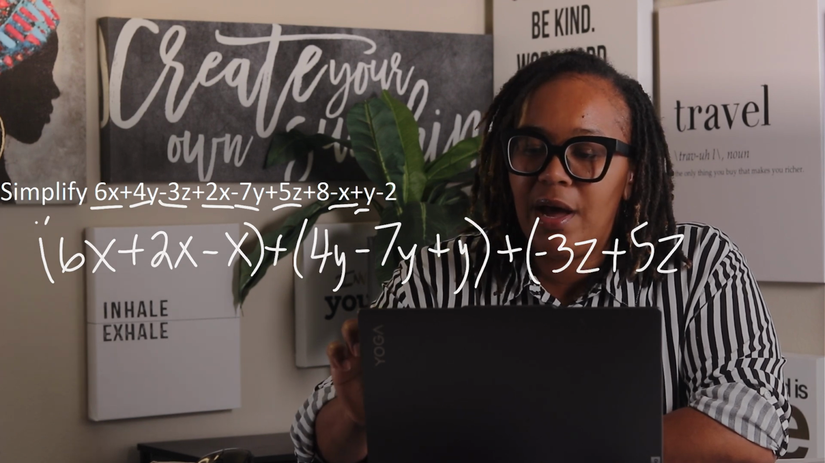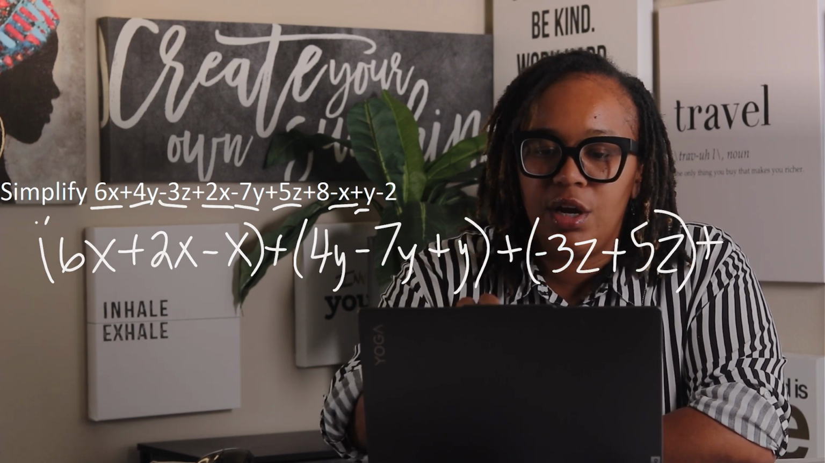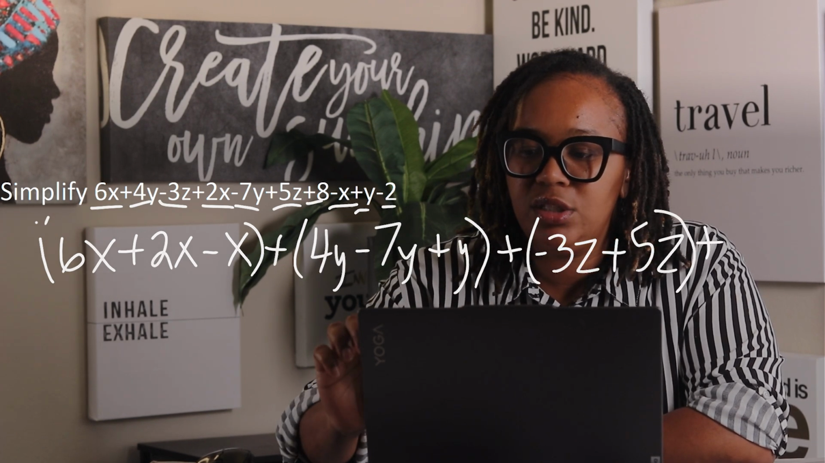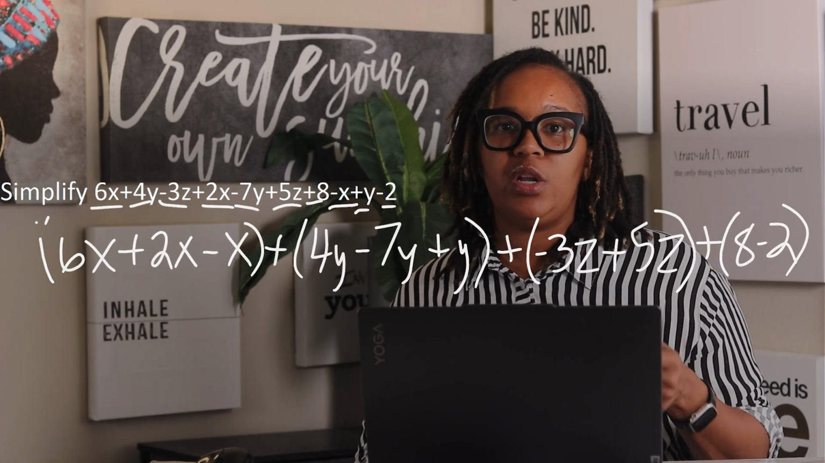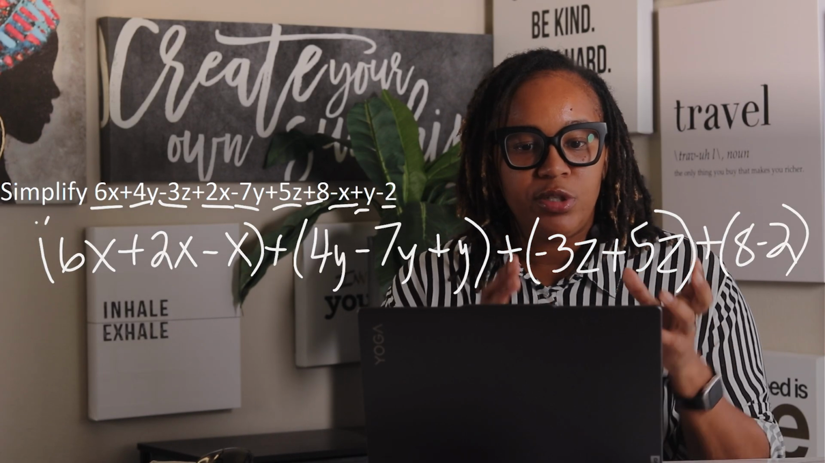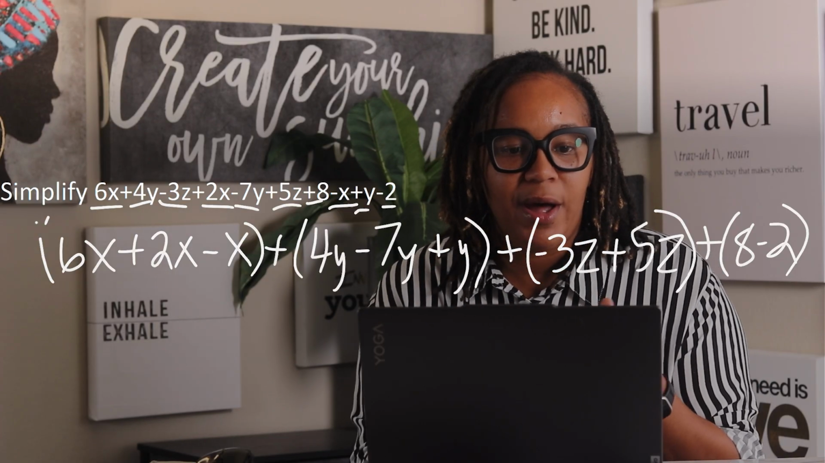And now you want to combine your constant terms. So we have 8 and minus 2. Those are our constant terms, meaning they don't have a variable associated with them. Alright, so now once you have them all grouped together, then you just simplify it.